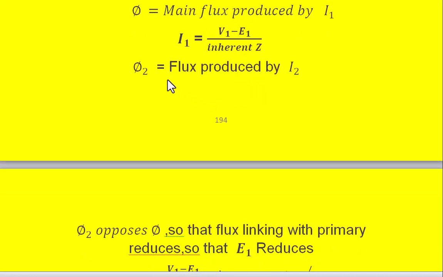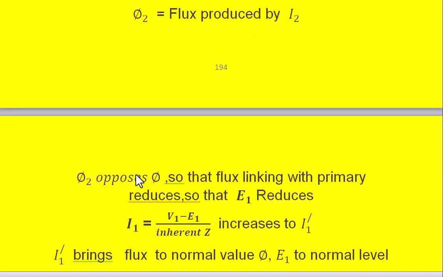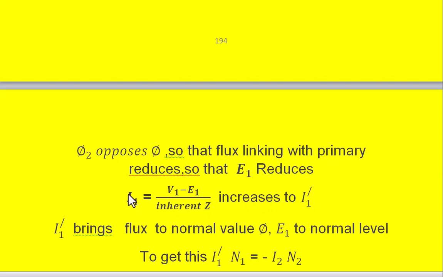So once the secondary is connected, means closed with the load, then the current flows, that is called I2. That current will produce a flux called phi 2, and this phi 2 opposes the main flux called phi, so that the flux linking with the primary reduces, so that E1 also reduces. In that case, the current drawn by the primary winding is I1 becomes V1 minus E1 divided by inherent Z. So this value increases to I1 dash, because E1 reduces means this numerator increases. Once numerator increases, I1 value also increases. So that value we call as I1 dash.